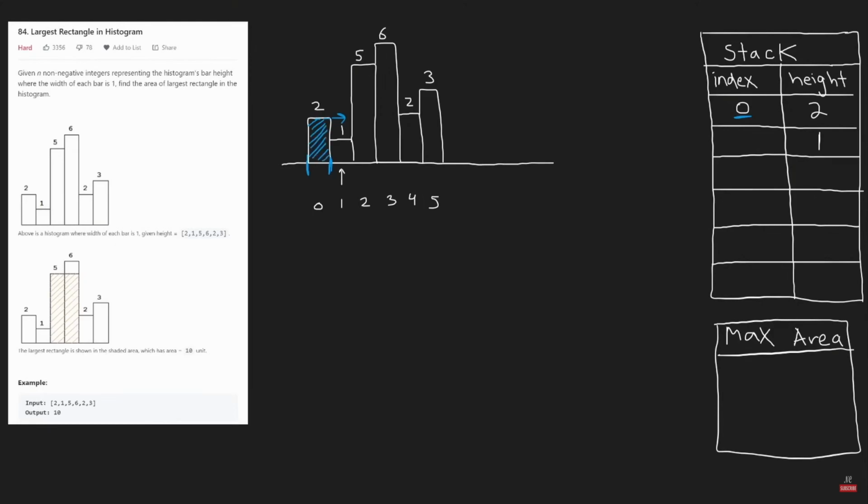So far, we'll say our max area is 2 now. And now we can pop the 2 from the stack. So what's the index of this 1? Well, we're currently at index 1, right? So we can say that that's the index, but I'm actually gonna do it a little differently.